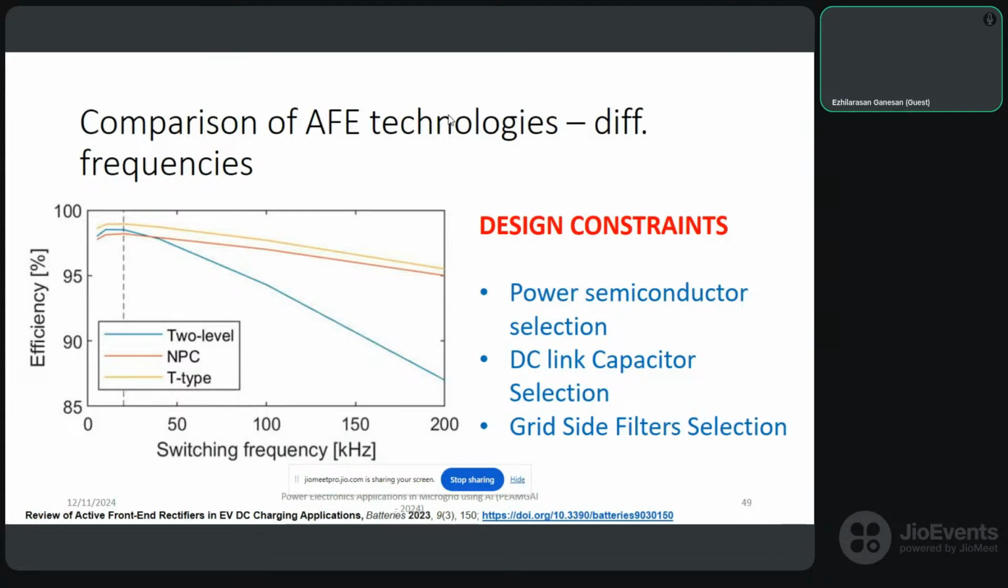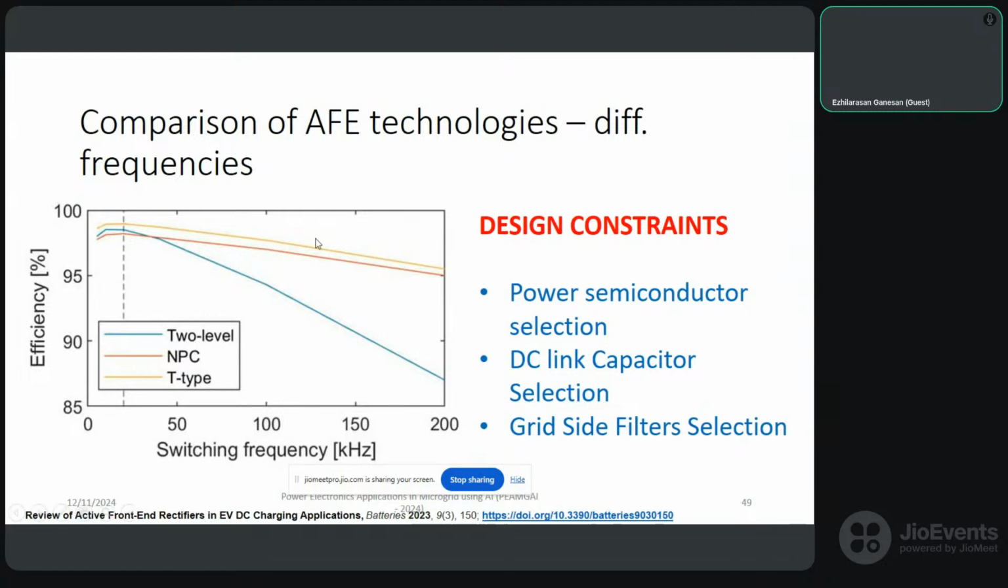Okay, so when you compare these three technologies at different frequencies, you can see the blue color indicates 2-level, then neutral point clamp is given by pink, and you can see the T-type converter in the top. You can see the T-type converter proves to be more efficient when compared to the other two-level converter. When compared with the NPC, neutral point clamp, the efficiency of the T-type is closer to NPC, for the reasons I have told.